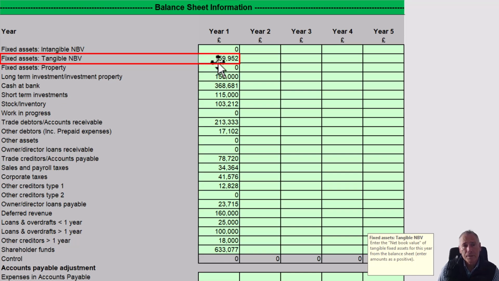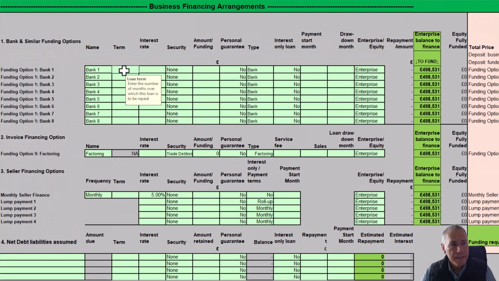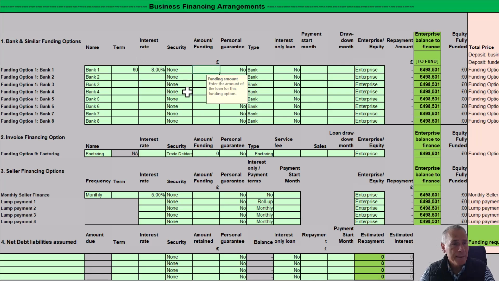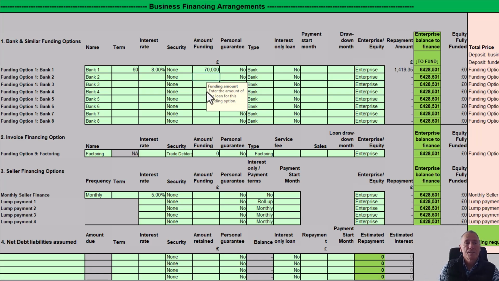And as a side note, you can arrange these prior to buying the business, as long as you work with the seller, of course. And those loans can pay out or complete on the completion date when you buy the business. So if we come back to here, let's assume that the first one is a 60-month or 5-year loan. Let's also assume that that's an 8% loan and the amount of funding is £70,000. In other words, 70% of £100,000.